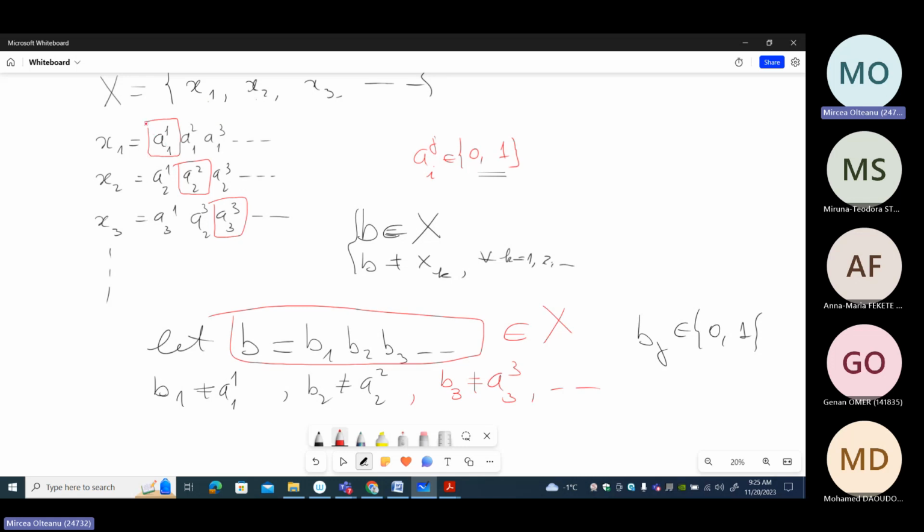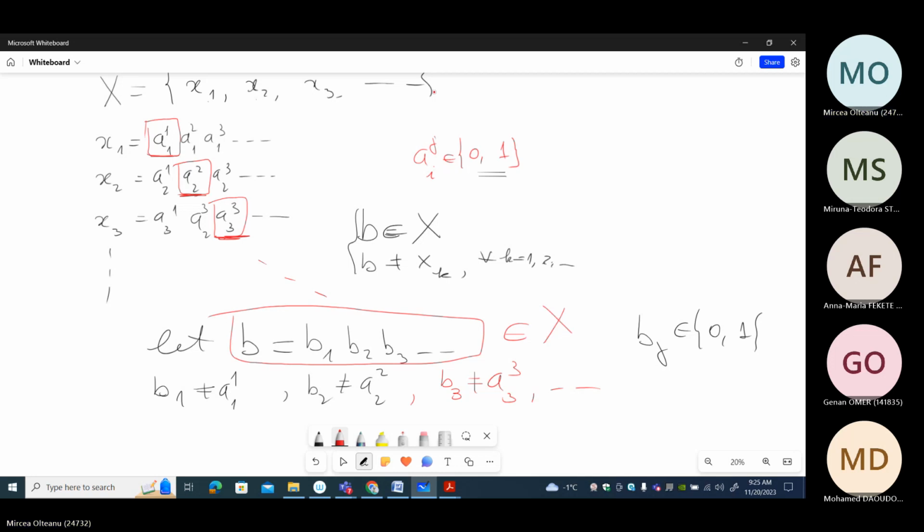X1 because it is different from X1 on the first position. It's different from X2 because it is different from X2 on the second position. It cannot be X3 because it is different from X3 on the third position, and so on, and so on. So this is the proof that this set is not countable, it is uncountable. So it is maybe the simplest example of an uncountable set.